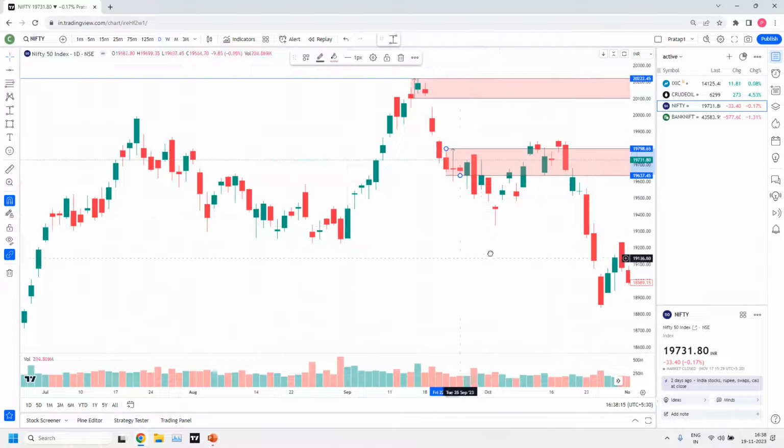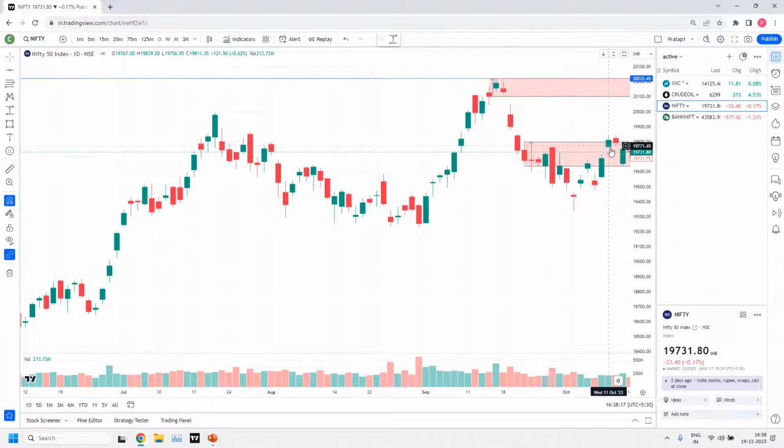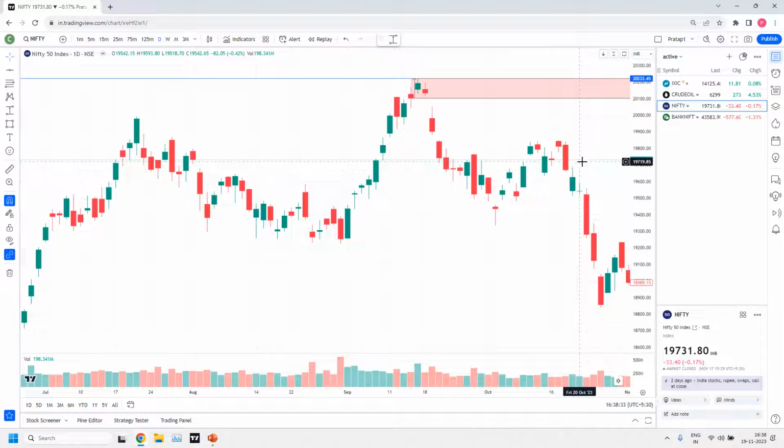Now at this point of time, this supply zone is violated. So let me delete this supply zone. But before deleting, the downtrend is changed to sideways. Now after this candle, what happened? Another supply zone is created. Here we have a supply zone. So this is good enough. This candle is a leg out candle.